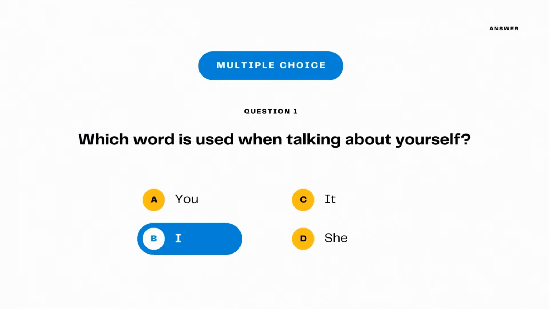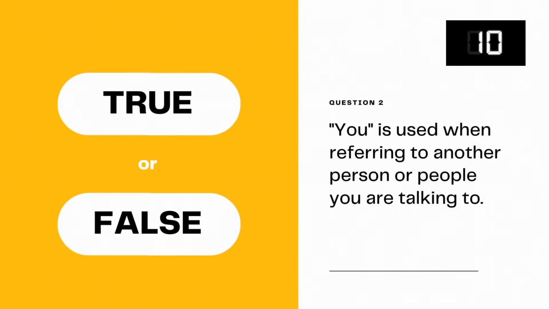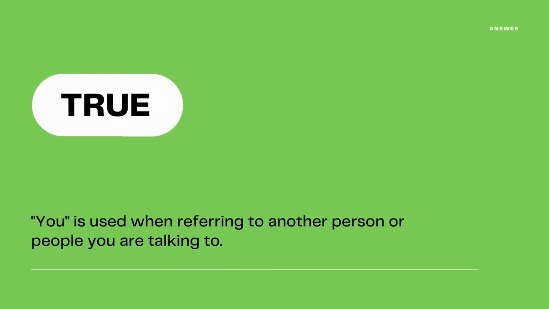The correct answer is I. I is used when talking about oneself. True. You is used when referring to another person or people you are talking to.